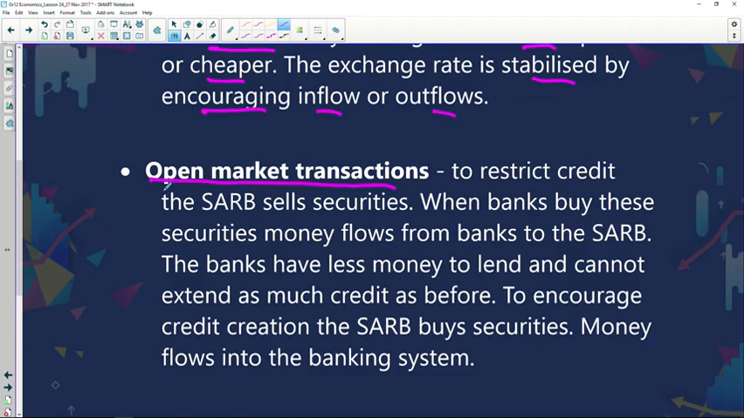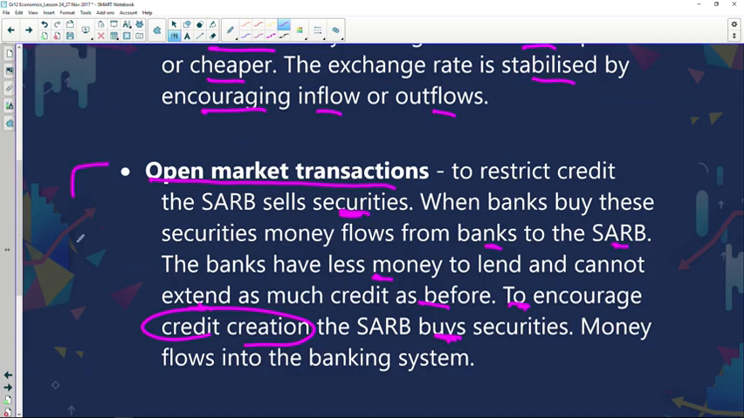So this is to restrict credit. The South African Reserve Bank sells securities, okay? So if they want to restrict credit, then they will sell securities. When banks buy these securities, money flows from banks to the South African Reserve Bank. So the banks have less money to lend and cannot extend as much credit as before. To encourage credit creation, the South African Reserve Bank buys securities. Money flows into the banking system.